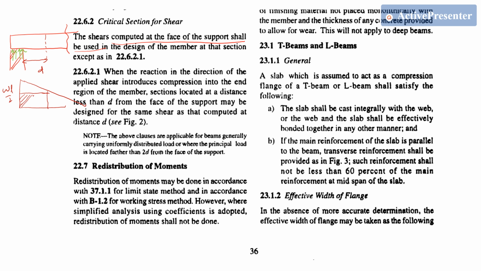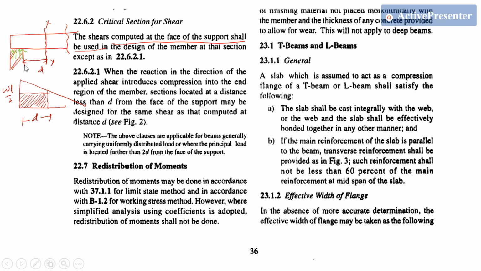That is, there is no variation of shear stress. We will consider at a distance d from the face of the support, designed for the same shear as that computed at distance d. That is, we will consider this as the critical section, for uniformly distributed load. The above clauses are applicable for beams generally carrying uniformly distributed load, or when the principal load is located farther than 2d from the face of the support. So for a simply supported beam having UDL, I can take the critical section for shear force at a distance of d from the face of the support.